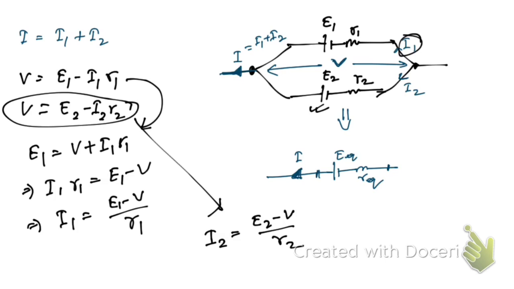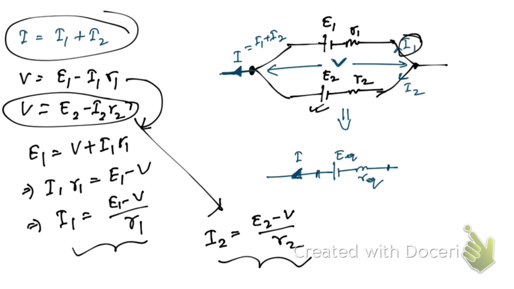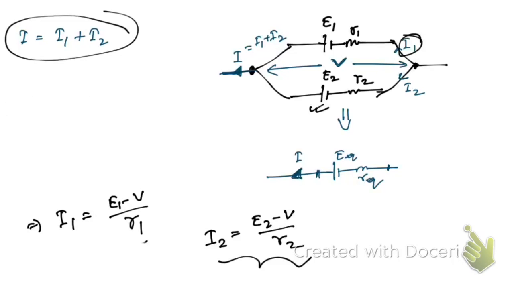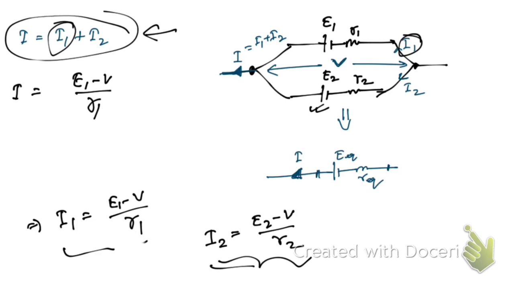Now if we put these two values of I1 and I2 in this equation, then what will we get? Let me clean these things. Let us use these two values in this equation. Then we get I is equal to E1 minus V by R1, since instead of I1 we have put this value, and instead of I2 we put this value, so we get E2 minus V by R2, right? Hope you have understood this.